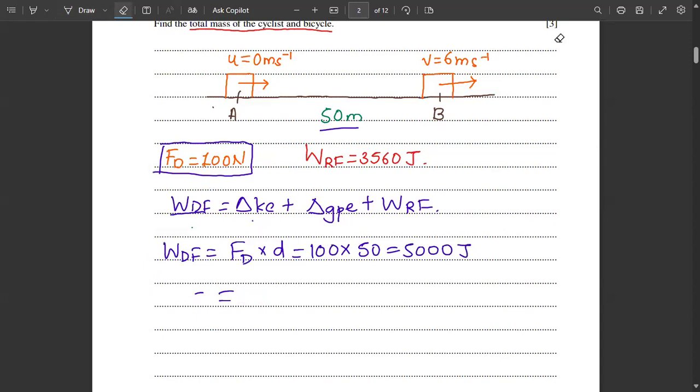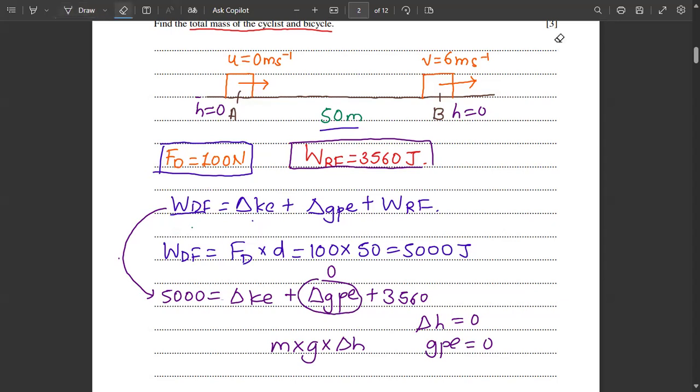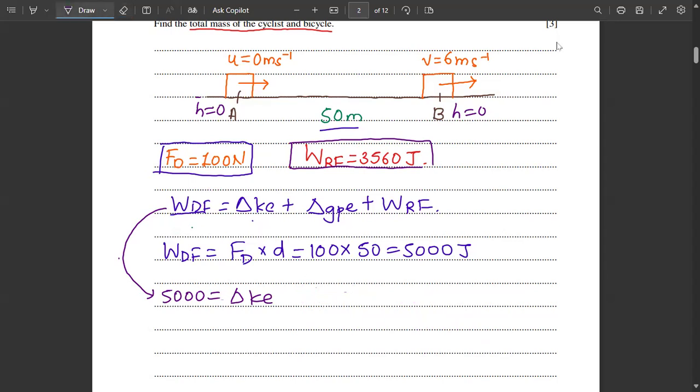So now, instead of work done by driving force, I can write 5000 is equal to delta K plus delta GP plus work done against resistive force. So work done against resistive force I know is 3560 joule. So here I write 3560 joule. And one more thing to mention here is the height is not changing. If at A the height is 0, then at B the height is 0 because it is a horizontal road. And GP is mass into gravity into delta H, change in height. So because change in height is 0, the GP will also be 0. So this entire thing is nothing but 0. So I will erase this also. So this becomes 0. So I can simply write plus 3560.